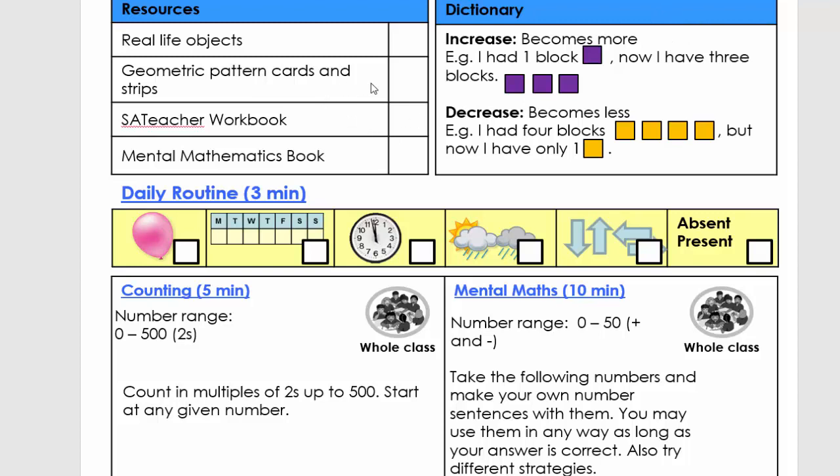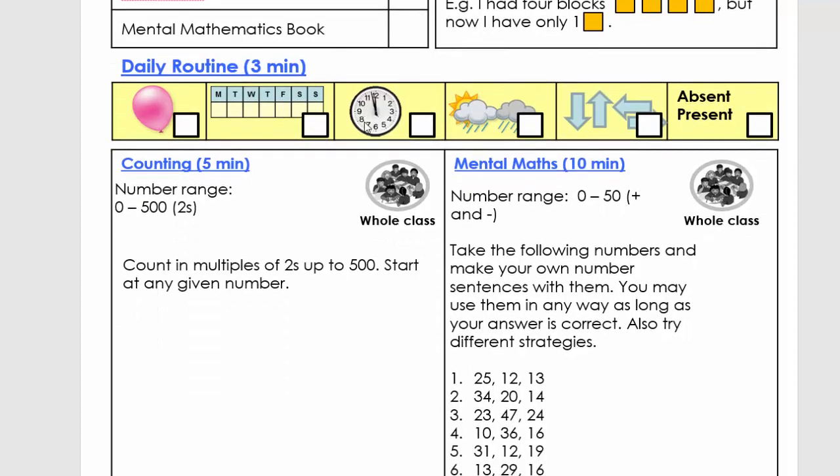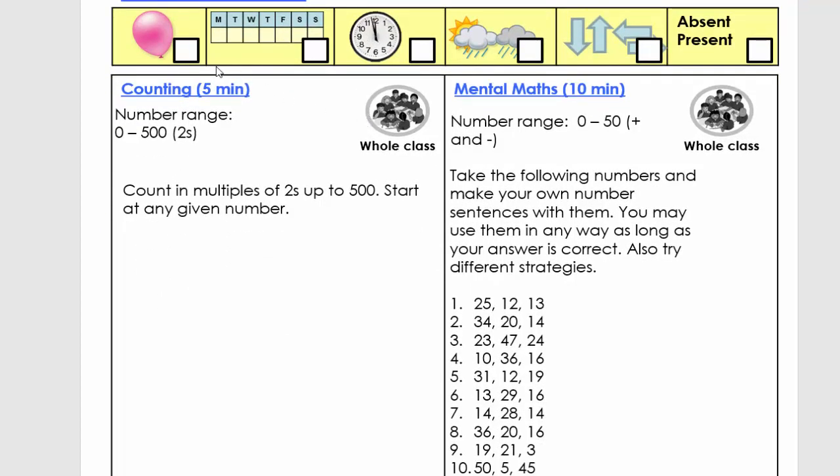It's time to pause. Okay, welcome back then. We're going to start with the daily routine and you're going to ask your child or learner these questions.